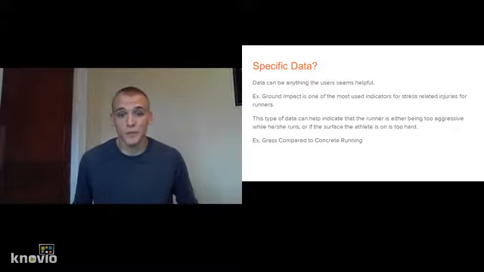An example would be ground impact. It's one of the most used indicators for stress-related injuries for runners. This type of data can indicate that the runner is either being too aggressive while he or she runs, or the surface of the athlete is too hard. One example that I found was grass compared to concrete running, where with grass you have give when you're running, and concrete is no give at all and is just pure stress on the athlete's legs. So in that sense, technology can show us how well we're doing when we're running.